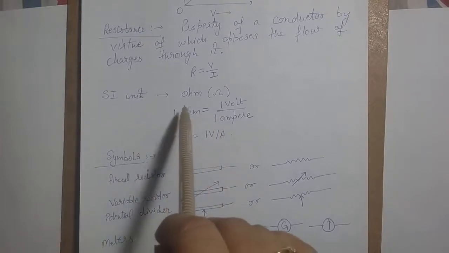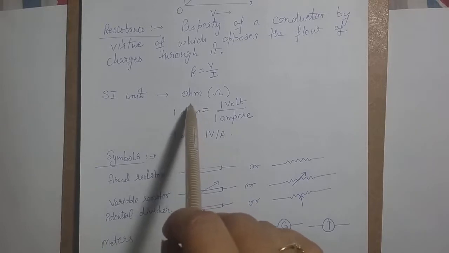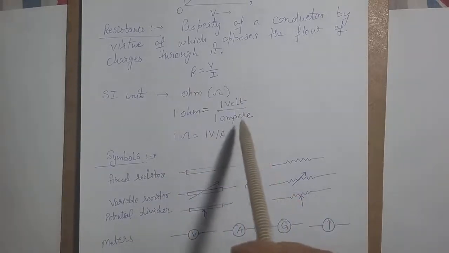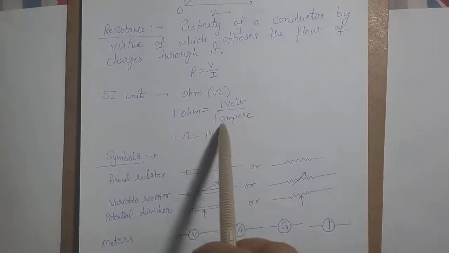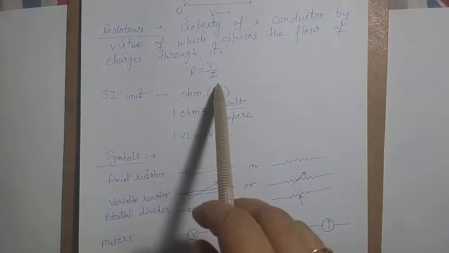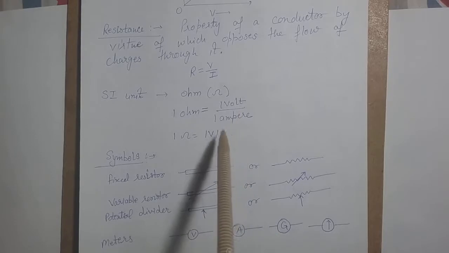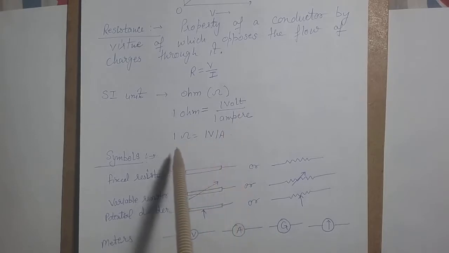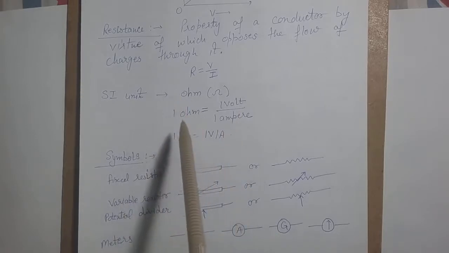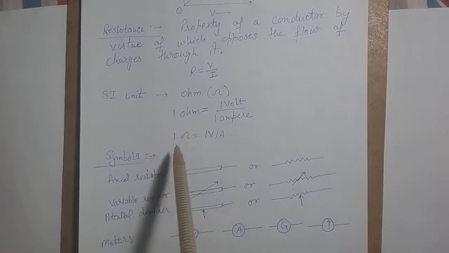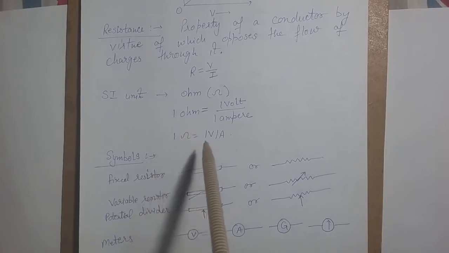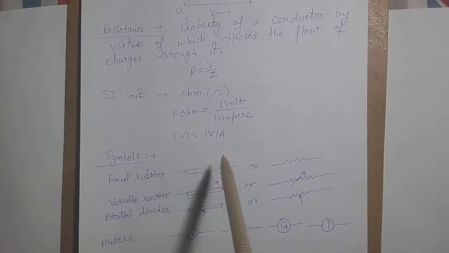The SI unit of resistance is ohm. And now what is 1 ohm? 1 ohm is V upon I. So what is the unit of potential difference? That is volt. The unit of current is ampere. So the SI unit for resistance is 1 ohm. This is the symbol for ohm, omega, and this is equal to 1 volt per ampere.